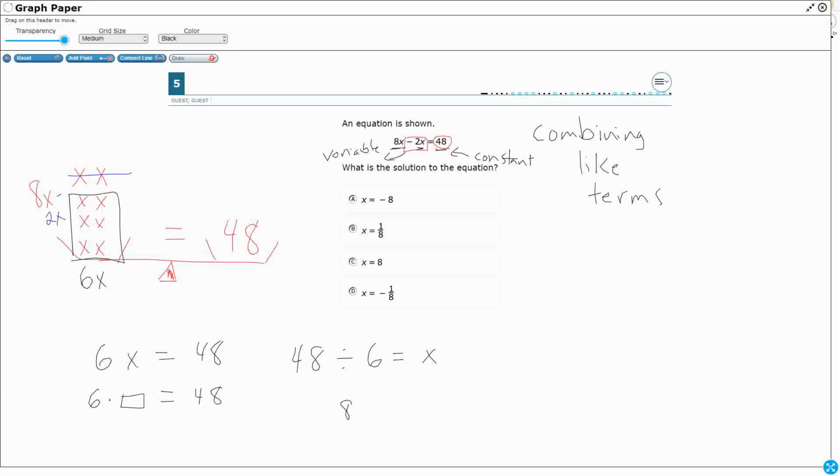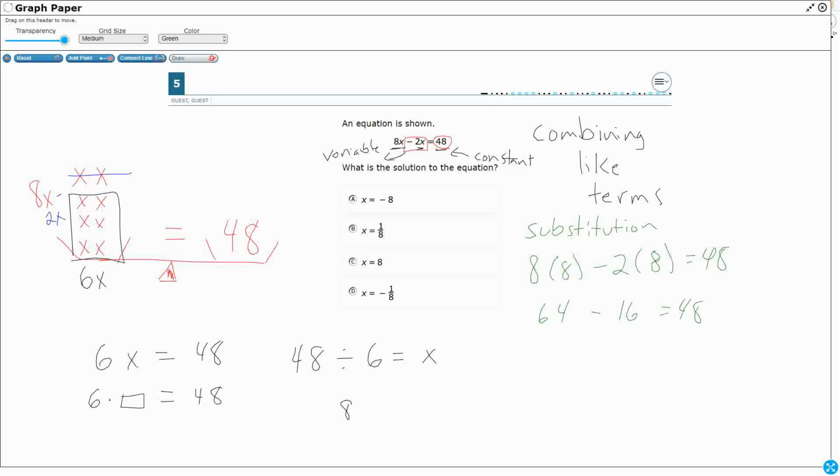To verify, let's go all the way back to the beginning and put it in here. I'm going to replace each x with 8. 8 times 8 minus 2 times 8 equals 48. This is called substitution. This is how we can check our work. You take what you think is the answer, and you just plug it back in. The 2 and the x next to each other means multiplication. So 8 times 8 is 64. And then 2 times 8 is going to be 16.